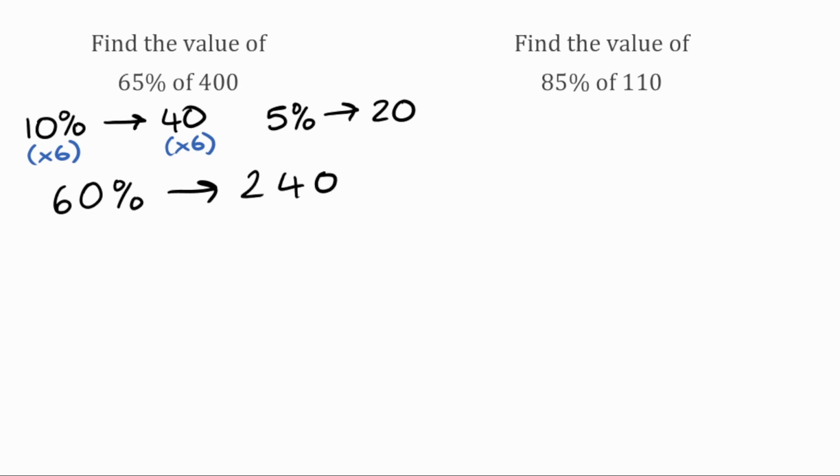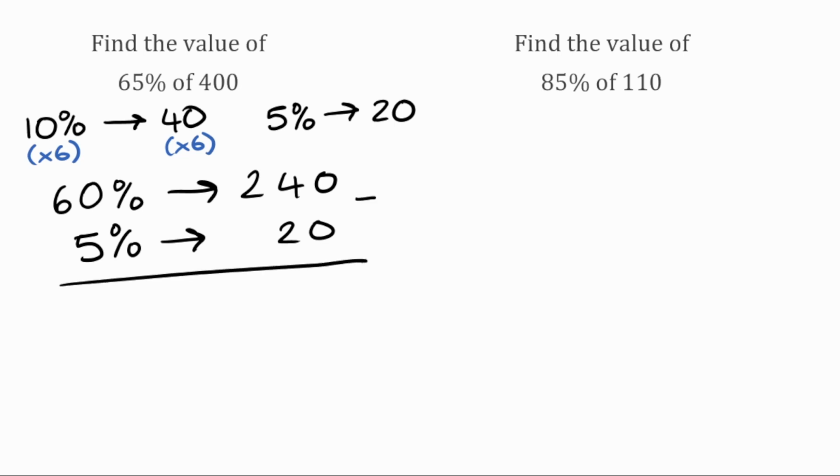And then we need the remaining 5. Again, we've already calculated that. We know that 5 is equivalent to 20. So we've broken it up into our tens and units. Now all we need to do for our final answer is add these together. So we'd have 60 plus 5, which gives us our 65. Then we need to add our 240 to our 20, and that's just going to give us 260. And that would be our final answer to that one.